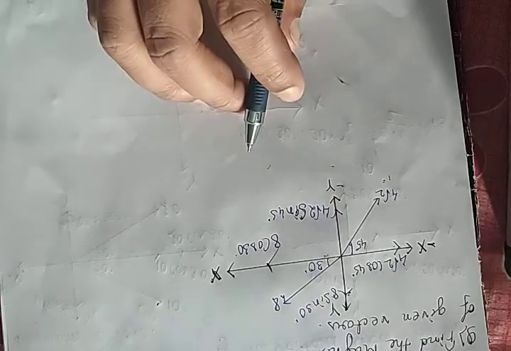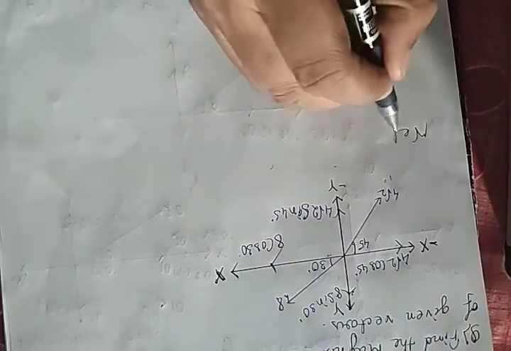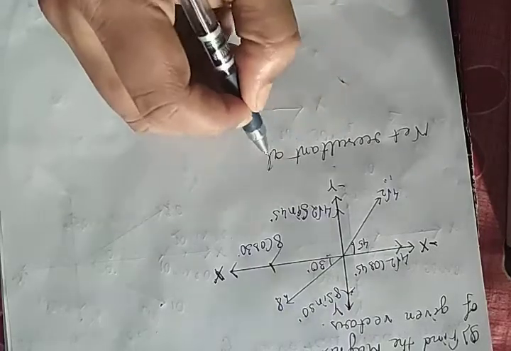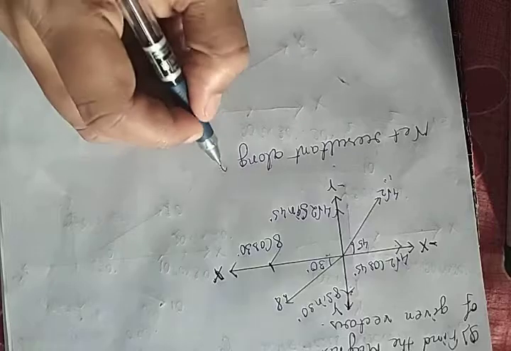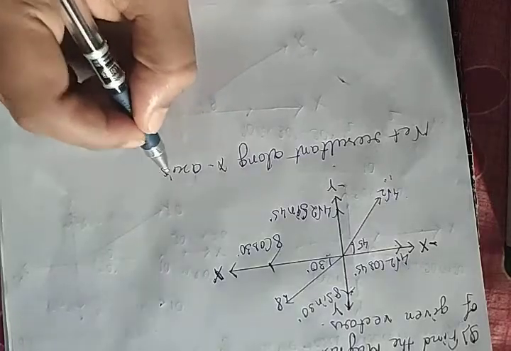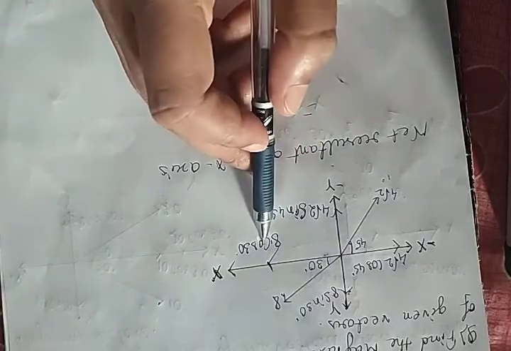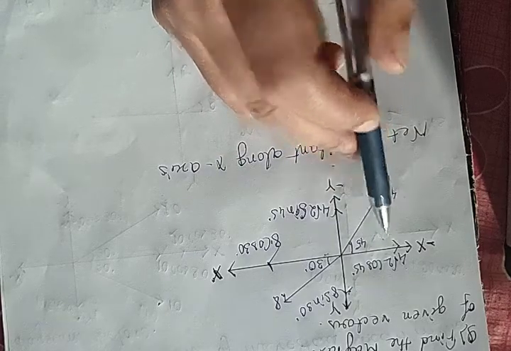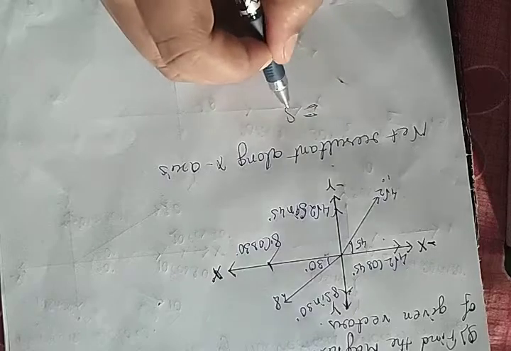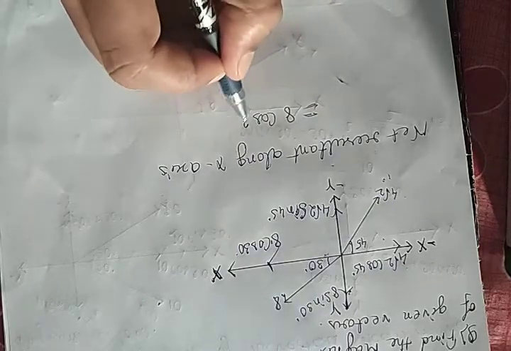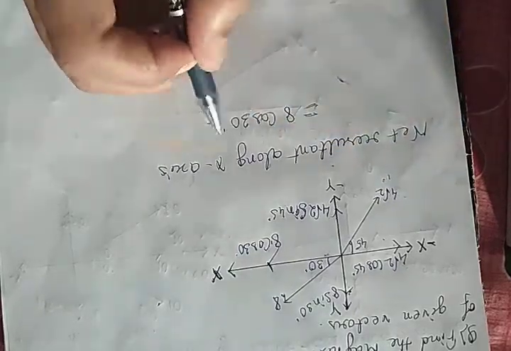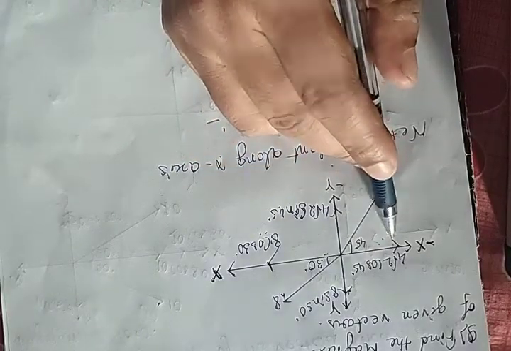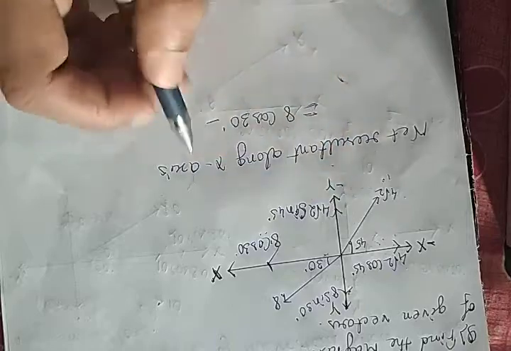Okay, so now the net resultant along the x-axis. How many vectors are there along the x-axis? 8 cos 30 is there, and 4 root 2 cos 45 is there. So we will write 8 cos 30 minus. Why minus? Because this vector is along the x-axis and this vector is along the minus x-axis. So you have to subtract.